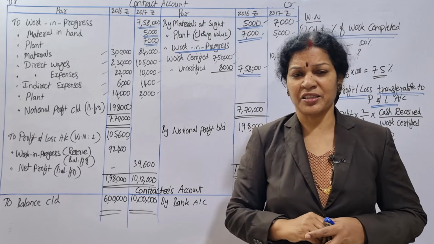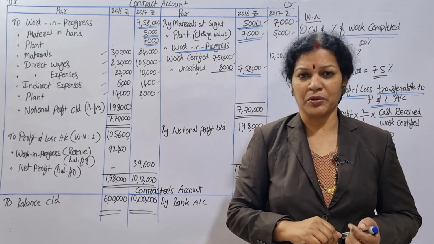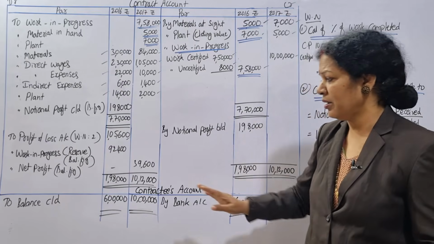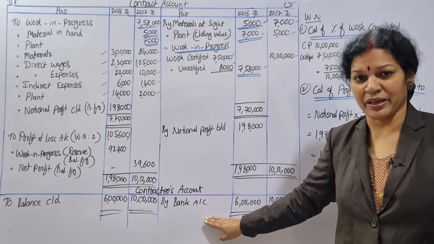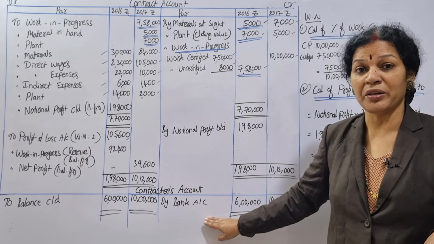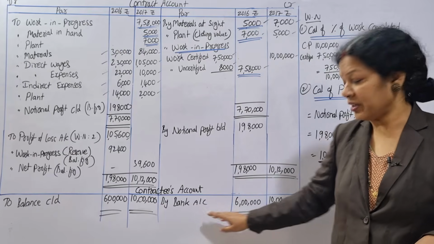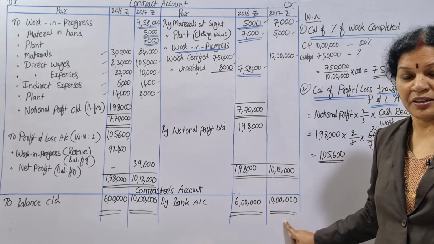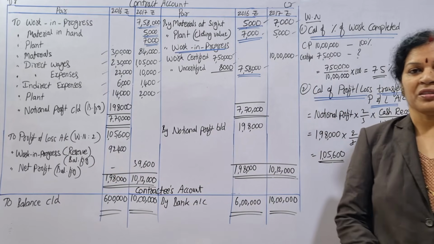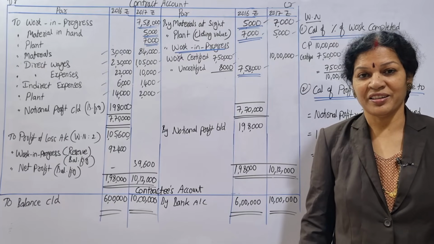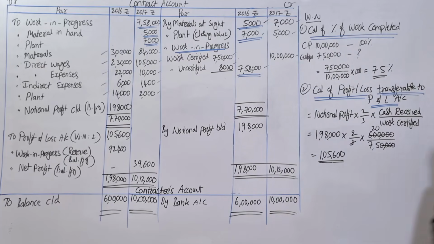And of course, they may ask you to prepare the contractor account also. Contractor account is very simple. For both the years, I am preparing the contractor account here. Simply you have to write by bank the amount you have received from the contractor, 6 lakh and 10 lakh. Both you write. This is balance carried down. That's all, simple. Am I clear? Take a screenshot.